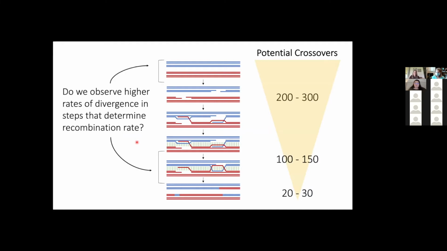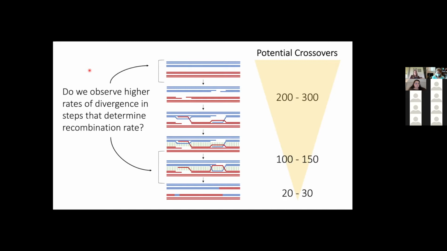And specifically, we wanted to know whether we observe higher rates of divergence in steps that we think are likely to determine recombination rate. So there are two hypotheses about where in this pathway you could get variation in the resulting phenotype. The first hypothesis is that you could get variation all the way up at the start of the pathway, in terms of the number of double-strand breaks that form.